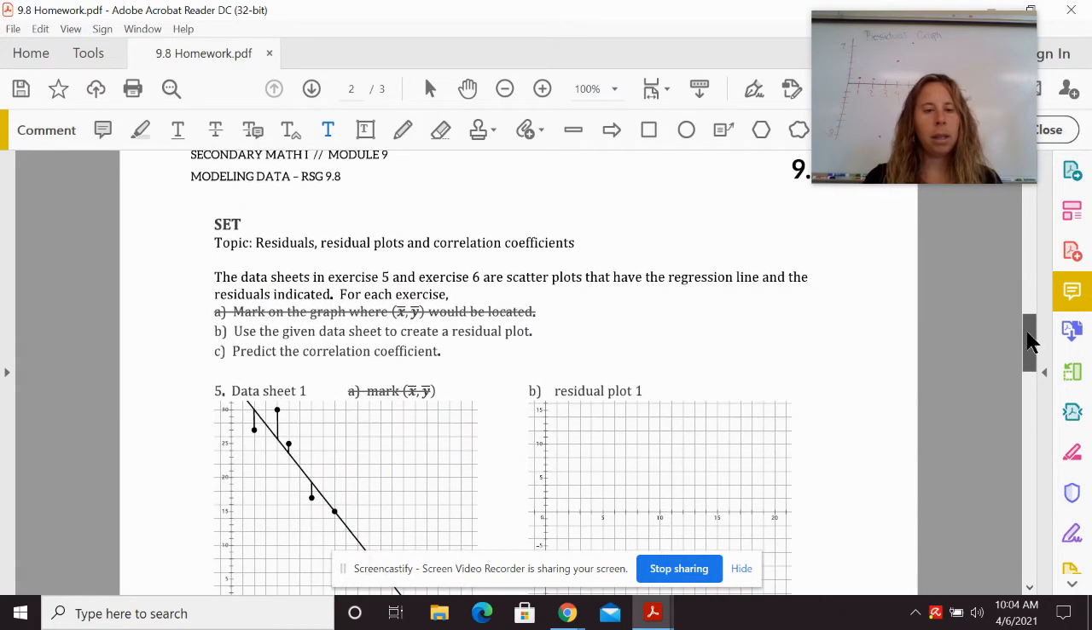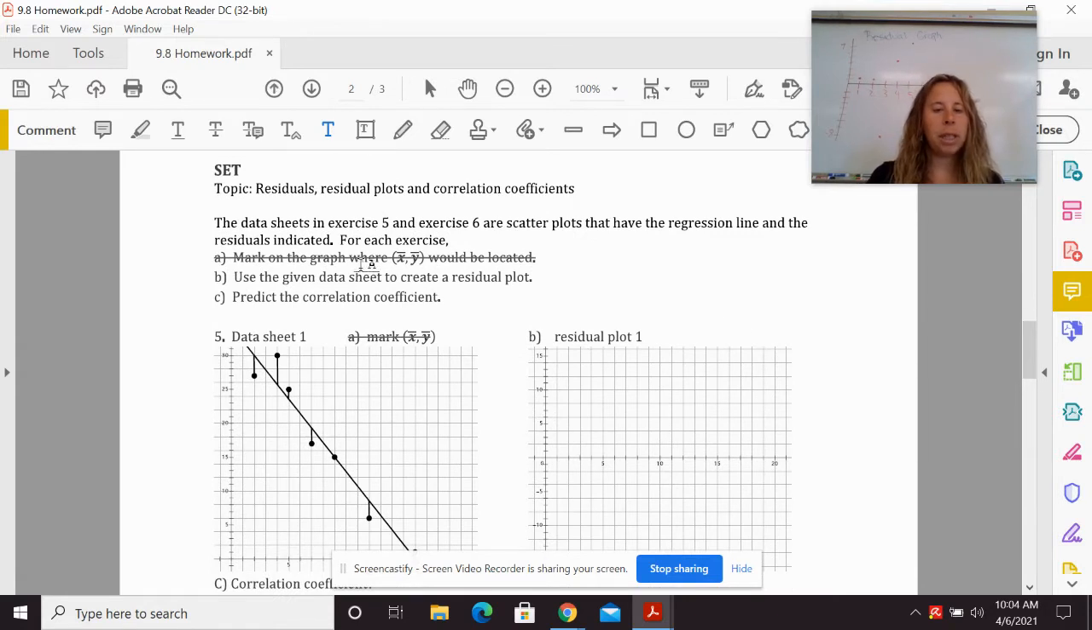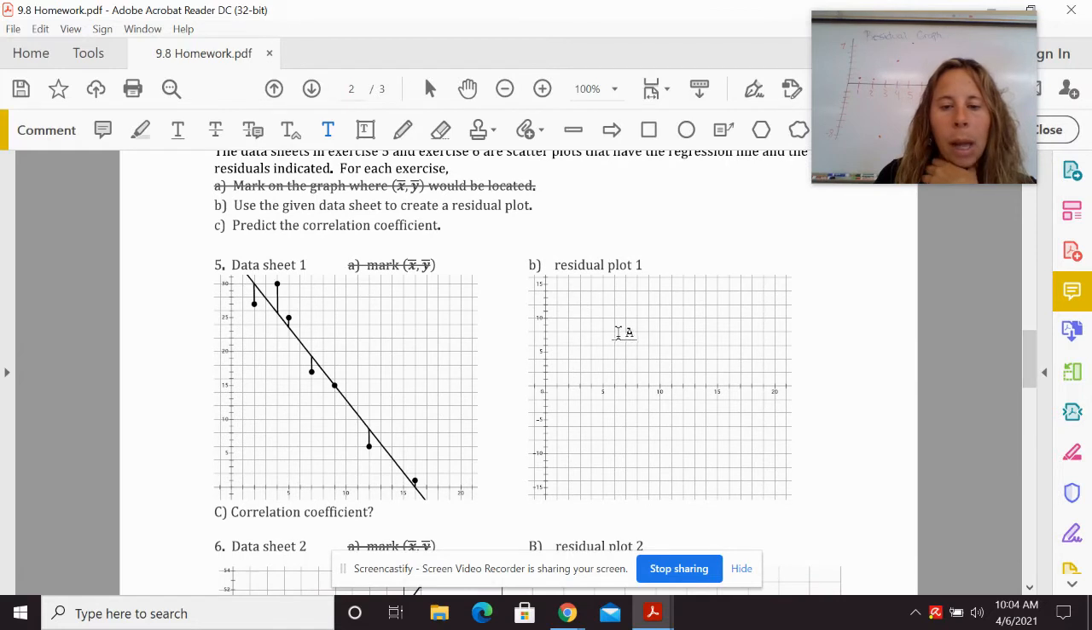All right. This one, I want you to skip A, which is why I crossed it out. I just want you to look at the data sheet that has scatter plots with the regression line and the residuals indicated. So I just want you to do B and C. You're going to create a residual plot. All right, so I'll get you started on this one.